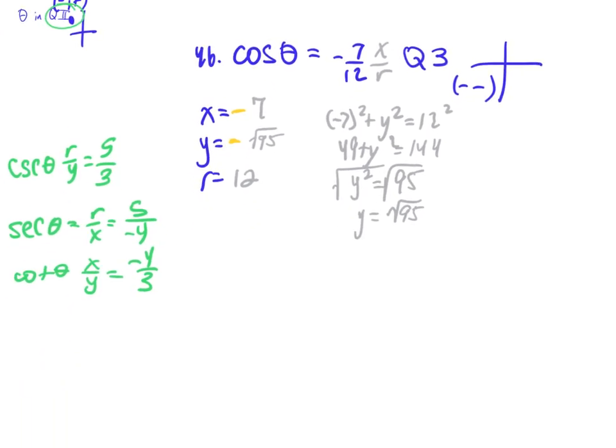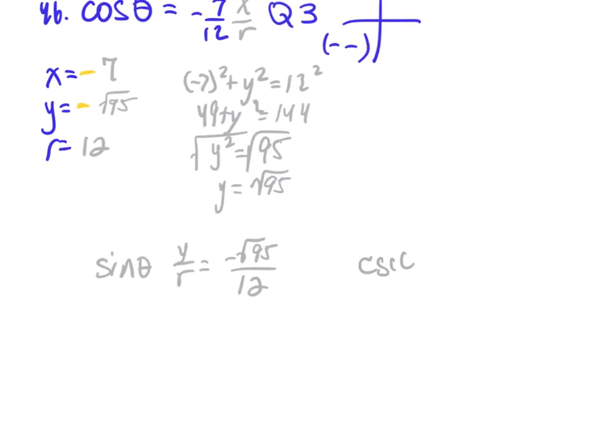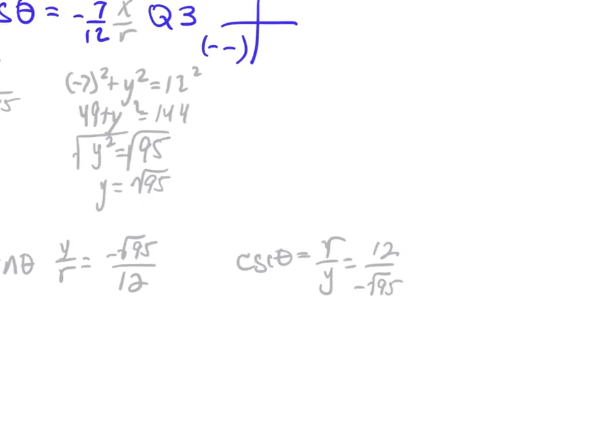So when I do my 6 trig functions now, I say, okay, well, sine of theta. Sine is, remind yourself, Y over R. What's my Y value? Negative root 95. What's my R value? 12. So that means my reciprocal function, my cosecant of theta, is R over Y. So my R value is 12 over negative root 95. Can you have a radical in the denominator? No. So let's rationalize. Top and bottom by root 95. So I have negative 12 root 95 over 95.